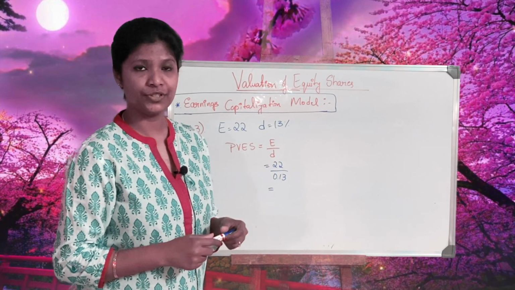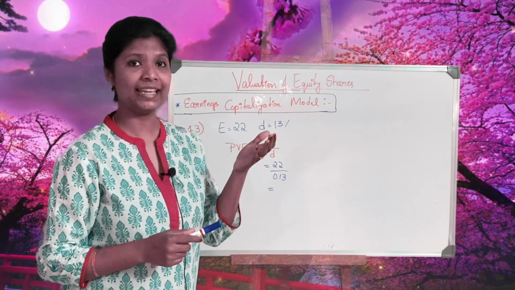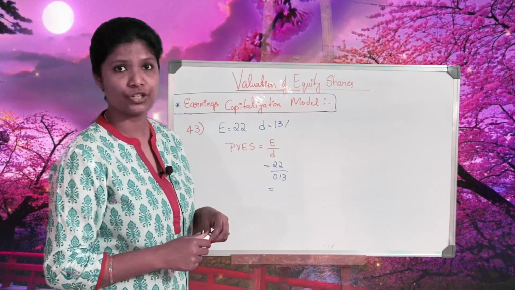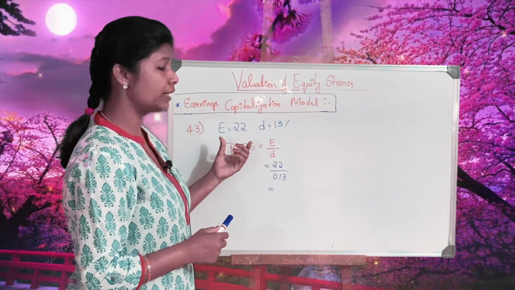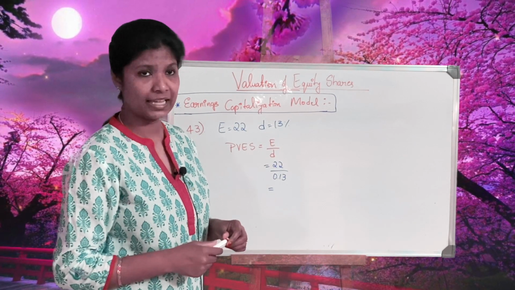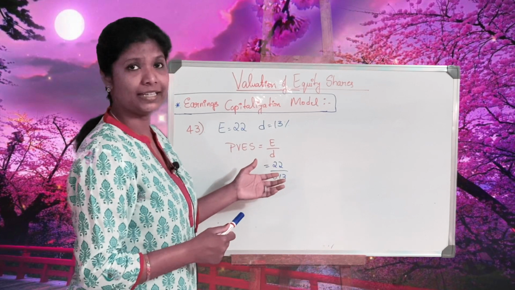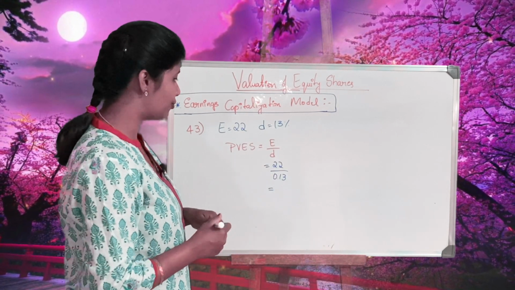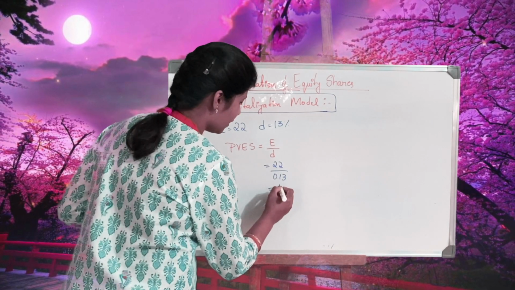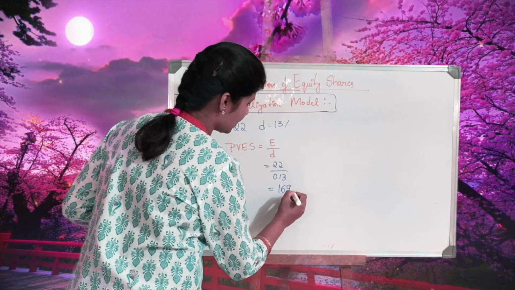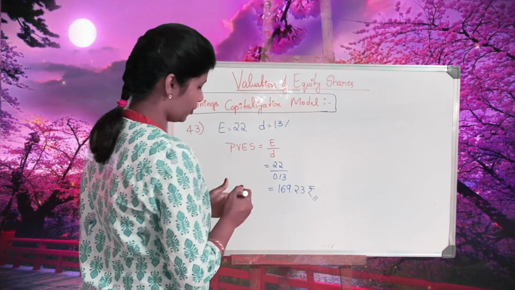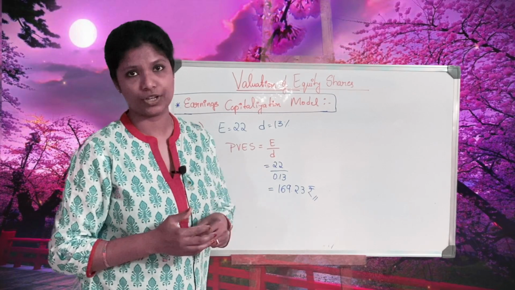Your next question deals with the last model, the earnings capitalization model, where we talk about the 43rd question. The given details are that earnings of the company is 22 rupees and the discount rate is 13%. The formula goes E divided by D, that is earnings divided by discount rate. So 22 divided by 0.13 gives 169.23. So this is the present value of the equity share.